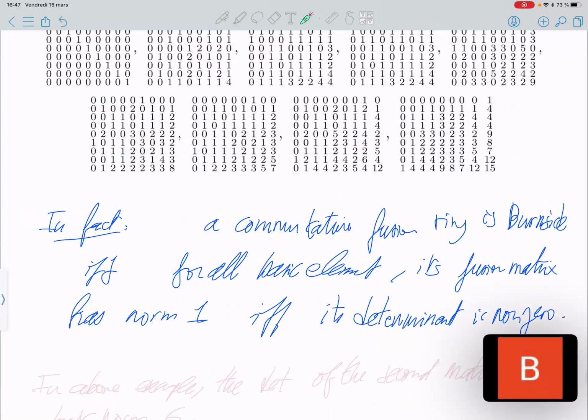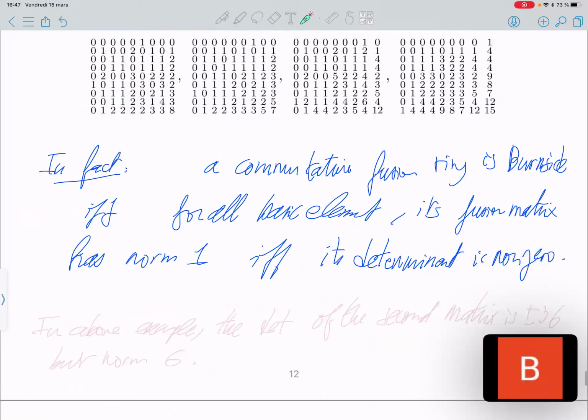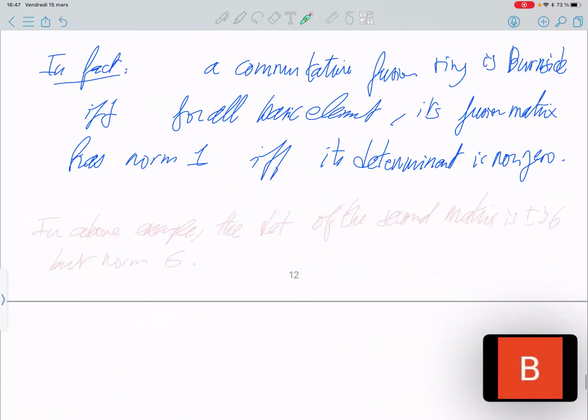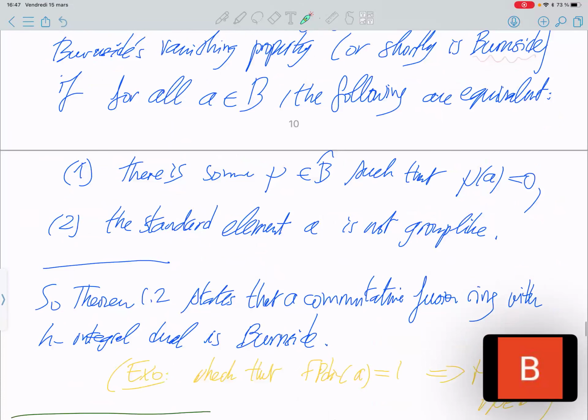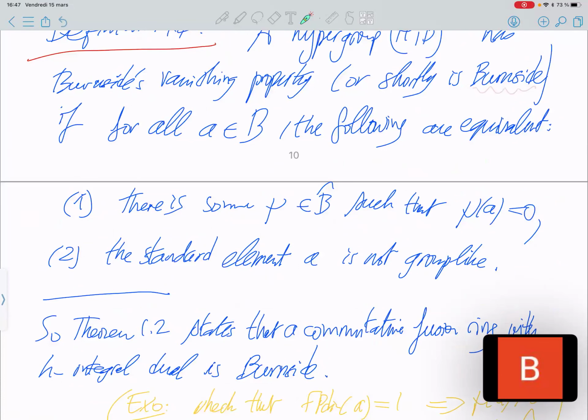Okay, so what next? So what I was talking about: note this exists, so we provided an example of something which is not Burnside. Okay. So let me come back to the introduction. My note.